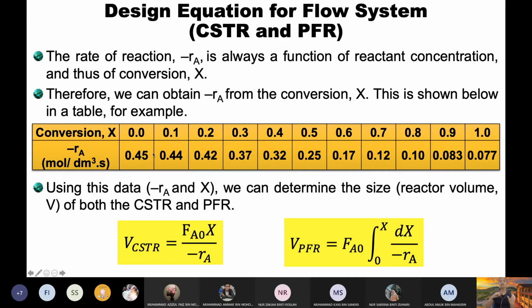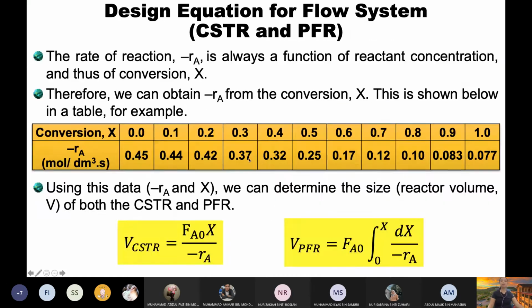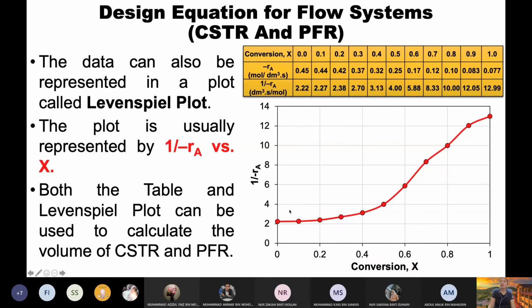Meaning we can know the size of the reactor by having this information alone. But then the question will be, how do we use this information? This information is in the form of a table, or we can also represent the same information in the form of what we call a plot, and this plot is called a Levenspiel plot. You will understand why using a plot is sometimes easier compared to using the table.